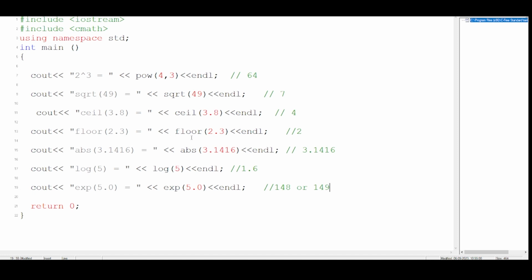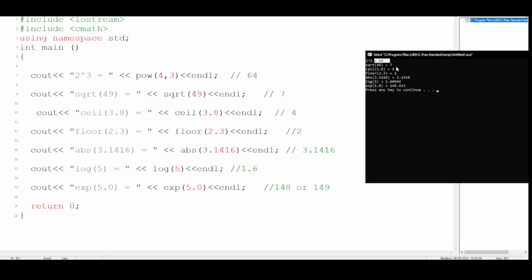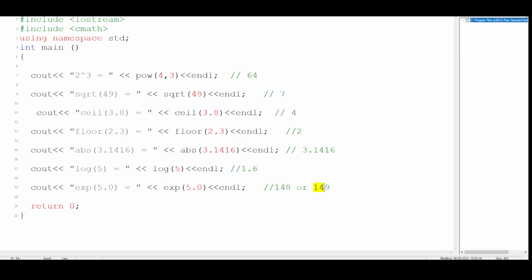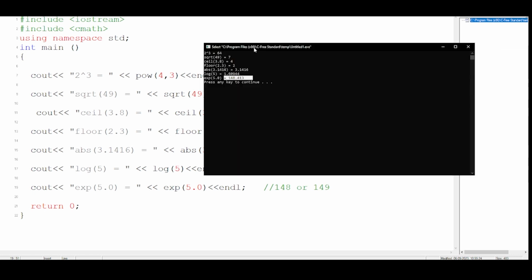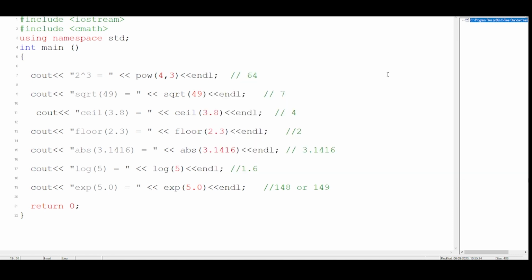So let's see what will be the outcome of these numbers. If I run the code, as you can see, 64, 7, 4, 2, the same number 3.1416, 1.60944, 148.4. So I was pretty close. So these are the maths functions which you have to remember, of how they work.